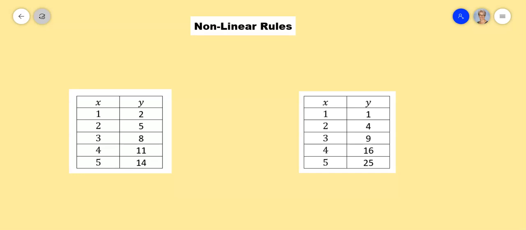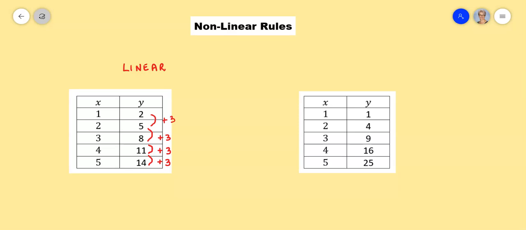Now, if I look at this table, I can see that from 2 to 5, I'm increasing by 3. From 5 to 8, I'm increasing by 3. From 8 to 11, I'm increasing by 3. From 11 to 14, I'm increasing by 3. So straight away, I can see that the Y values are increasing by the same amount each time. They're increasing by 3 each time. So therefore, this is telling us that this is a linear rule or a linear relationship.